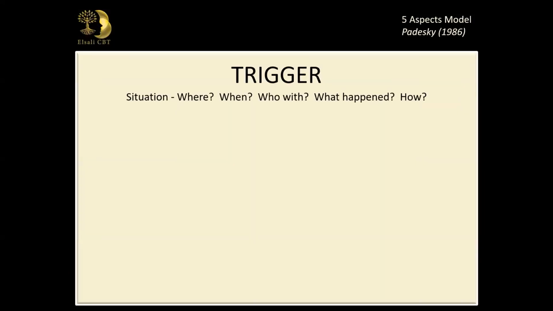So we're here in the trigger section, which is where we set the scene for what's happening to you. The trigger is asking about the situation, but it's not just any situation that's going on, it's the situation at the time that the cycle was activated. So what we want to know here is what is happening during that time when this trigger is being activated. So we're asking where, when, who are you with, what happened, and how did it happen to you?